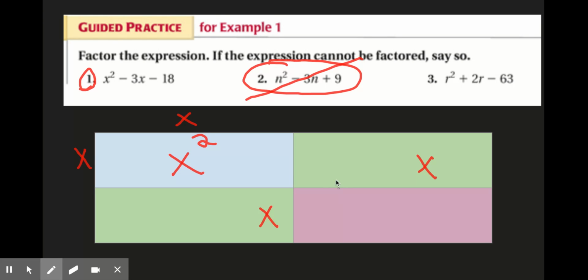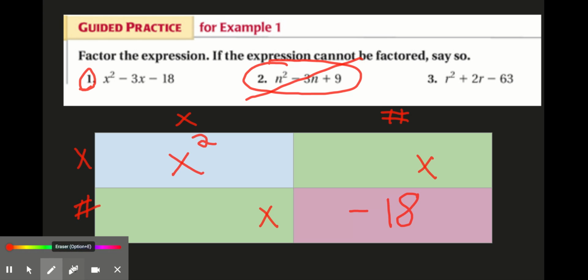And what goes right here needs to be negative 18, because I'm going to have like a number here and a number here. So that represents, like in terms of foiling, this represents the last term times the last term, number times number. So this is where our ability to factor a trinomial is also going to hinge on our ability to factor a number like negative 18.